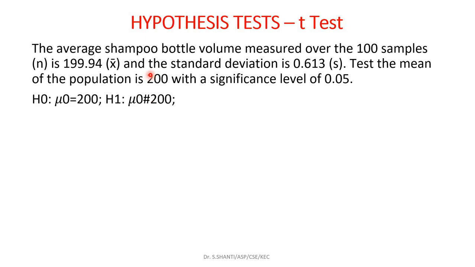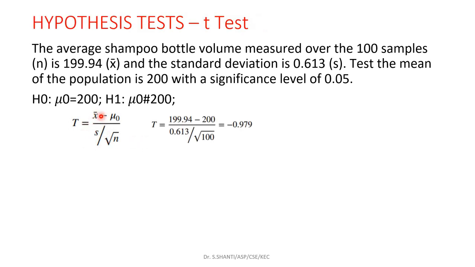What are our null and alternate hypotheses? The null hypothesis is mean equals 200 and the alternate hypothesis is mean not equal to 200. Here the population variance is not known, so we will use the t-test statistic. That is equal to the mean of the sample minus the population mean that we are going to test, divided by the sample standard deviation over the square root of the number of objects. This is the test statistic value, minus 0.979. We have computed the test statistic value.